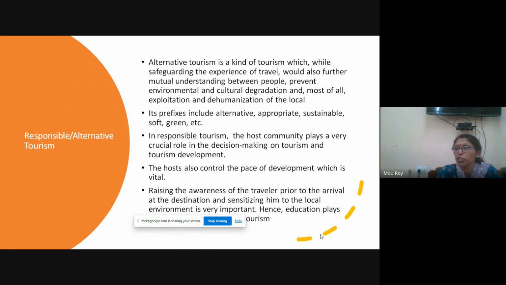But yes, the government should come ahead and take a decision on this. The host also controls the pace of development, which is very important. And as mentioned earlier, raising the awareness of the traveler prior to arrival at the destination and sensitizing him to the local environment is very important.